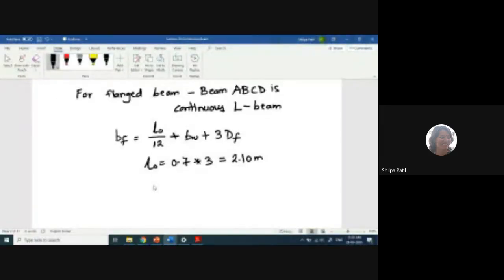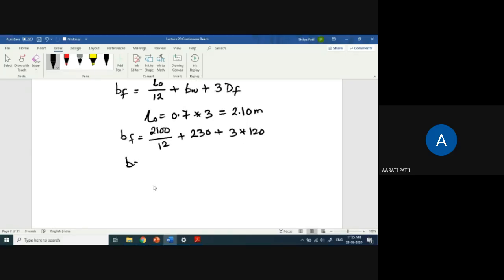Or let us consider the value in millimeters directly and put the values here and tell me what BF you are getting. Okay. So BF will be, this value is 210. Am I right? Or 2100, sorry. So L0 is 2100 divided by 12 plus BW we have taken as 230, right? Plus 3 times 120. So tell me the BF value. 765. Yes, it is 765 mm. Okay, so this is the width of the flange.